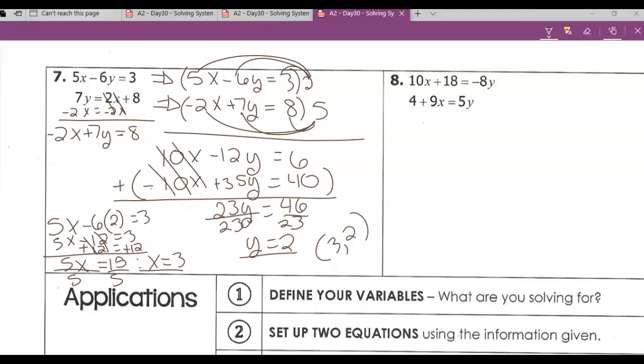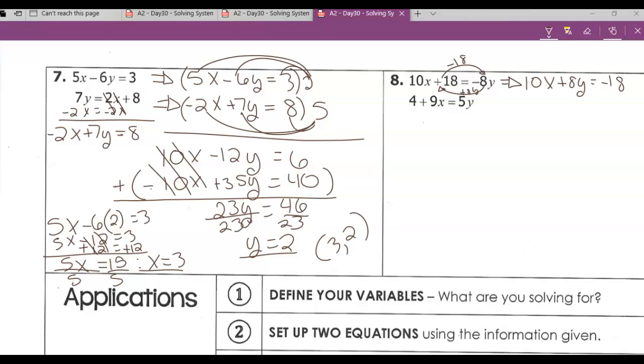And now number 8, the last one for today. I'm going to go ahead and manipulate. I'll keep my first equation because it's already, well actually I can rewrite it. So let's go ahead and get the x's and y's together. For the first equation, I'm going to go ahead and subtract 18 and add 8y, going that way and that way. So I end up with 10x plus 8y equals negative 18. So I subtracted 18 up here, and I added 8y right there to move things around.